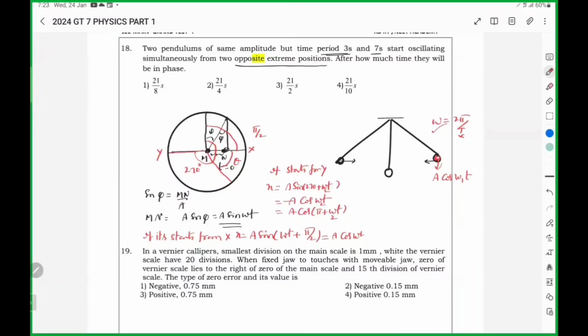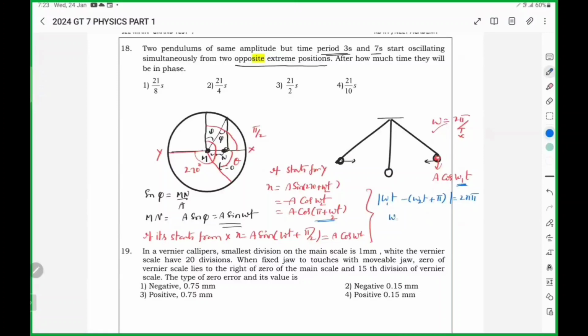Now, these are phase angles. The difference between these phase angles is either 0 or 2 pi or 4 pi, then they are in the same phase.